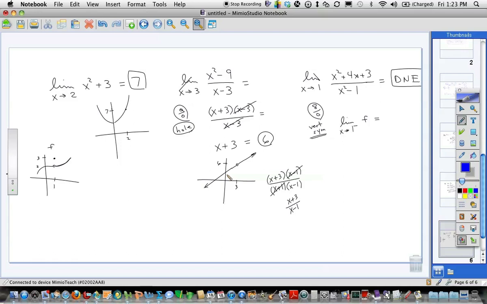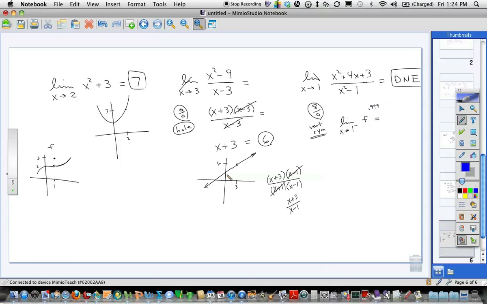Point 9999, right? Something close to 1 from the left. So 0.99999, whatever. I'm going to think about x being 0.999. Now I'm going to substitute that into my x plus 3 and my x minus 1.